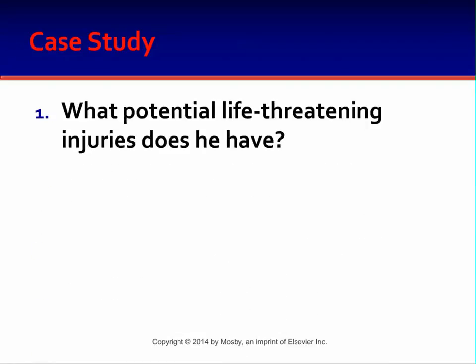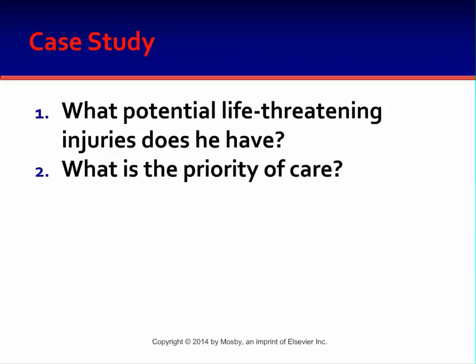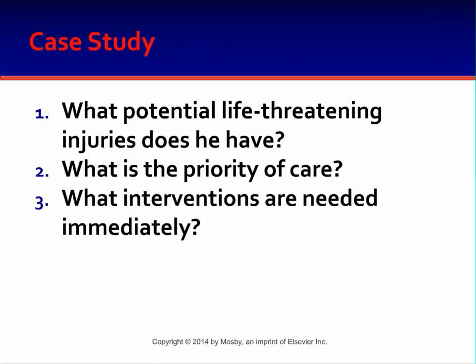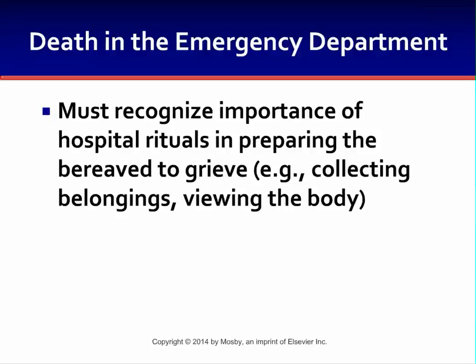What potential life-threatening injuries does he have? What is the priority of care? And what interventions are needed immediately? Well, first, head injury, abdominal trauma, and internal bleeding are the potential life-threatening injuries. The priority of care is ABC, airway, breathing, circulation. The interventions needed immediately include intubation, ventilation, fluid management, and type and cross for blood.